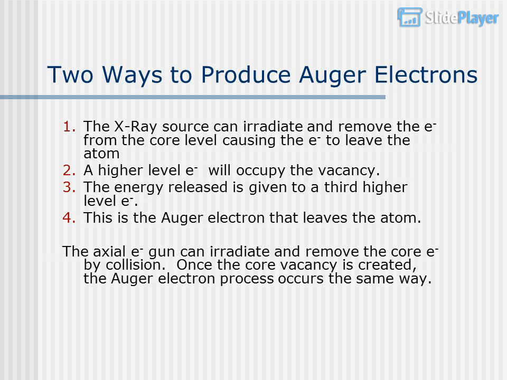The X-ray source can irradiate and remove the electron from the core level, causing the electron to leave the atom. The higher level electron will occupy the vacancy. The energy released is given to a third higher level electron. This is the Auger electron that leaves the atom. The axial E-gun can irradiate and remove the core electron by collision. Once the core vacancy is created, the Auger electron process occurs the same way.